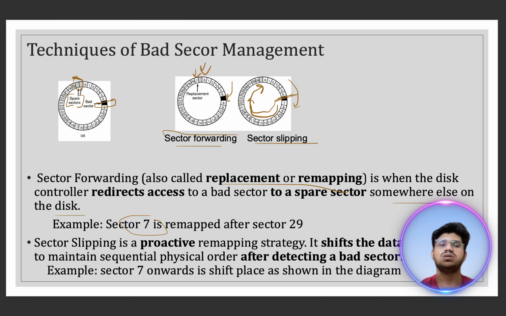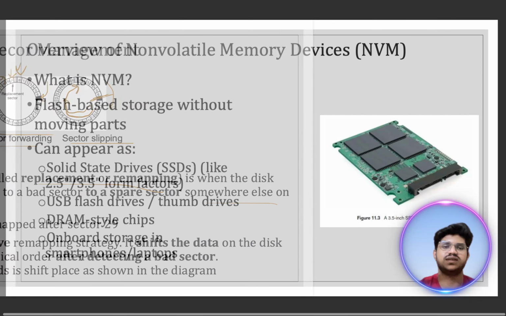Instead of redirecting the 7th to a spare sector, you just slip the entire sector such that the 7th comes just after the 6th and just before the 8th. In order to maintain that, you do this kind of sector slipping. So these are some techniques to manage the bad sectors.